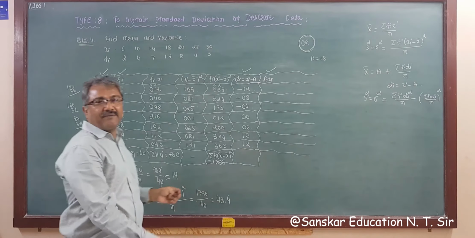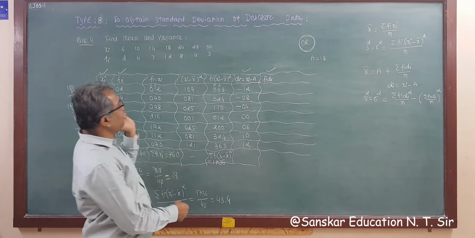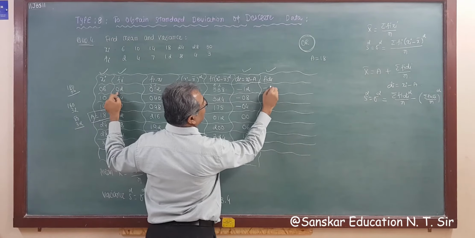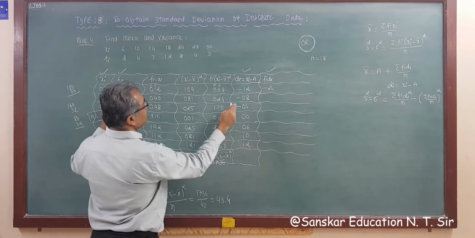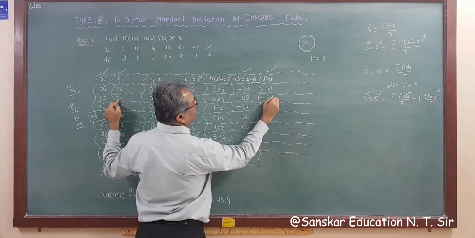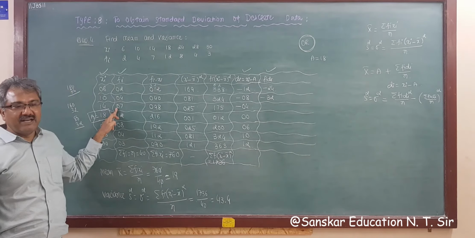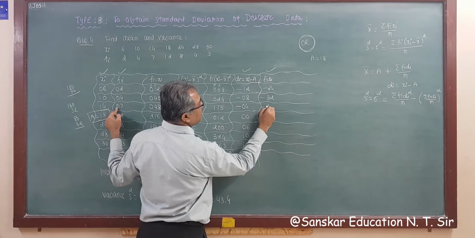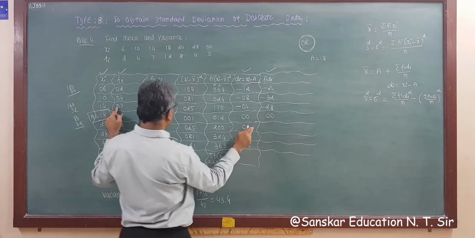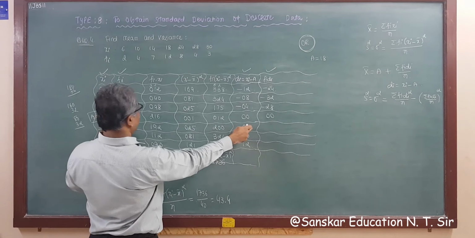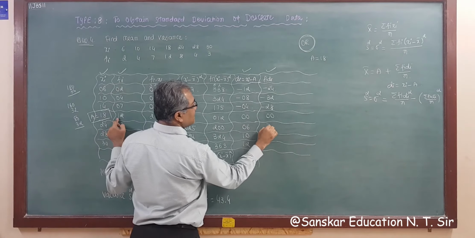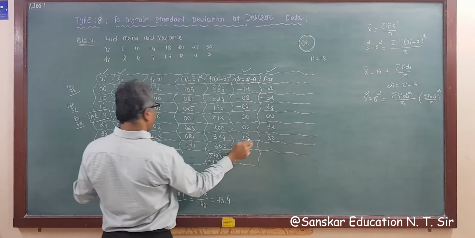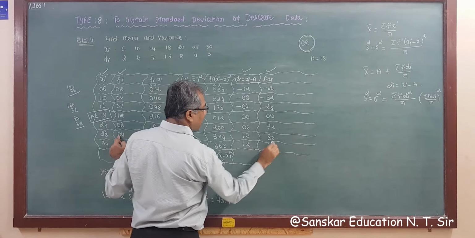So now fi di. fi is this and di is this. So minus 24, multiplication. This is minus 32. Got it? This is 7 into 4, minus 28. So this is minus 28. This will be 0. Then di is this, fi this. 12 into 6 is 72. 8 into 10 is 80. And 12 into 4, 48.